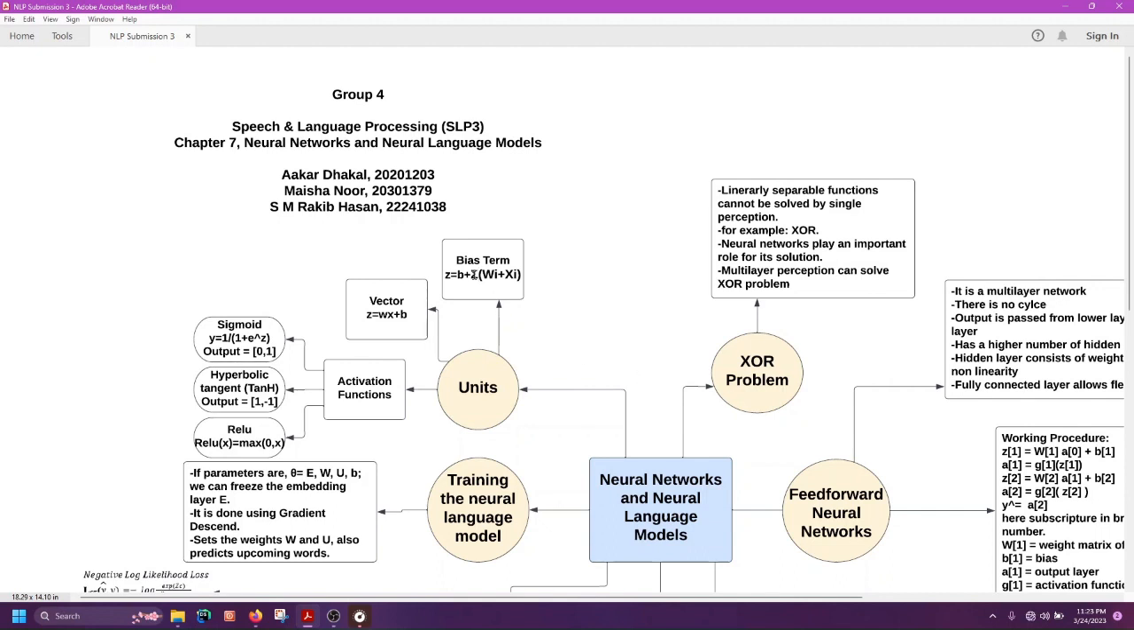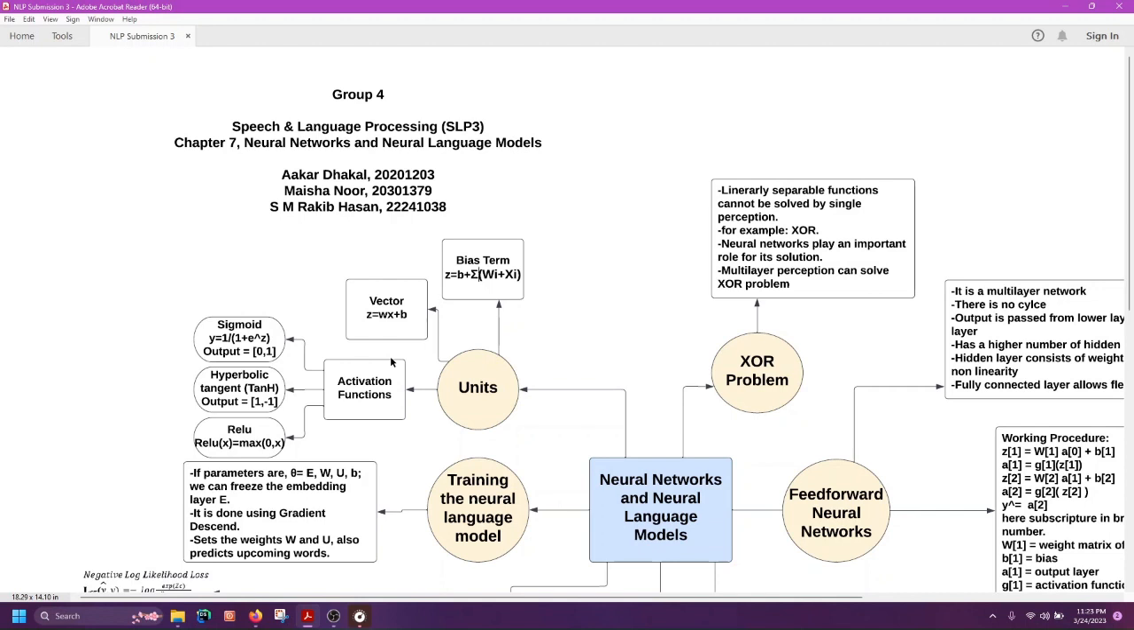Sometimes it's more convenient to express the weighted sum using vector notations. Now, if we talk about Z in terms of a weight vector W, a scalar bias B, and an input vector X, the formula for Z will be Z equals Wx plus B.